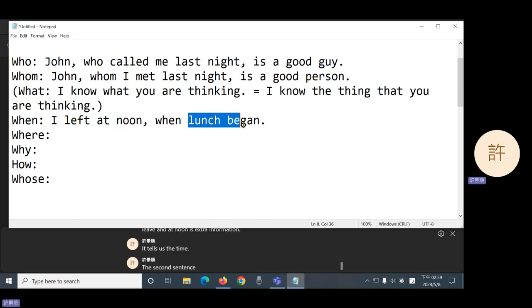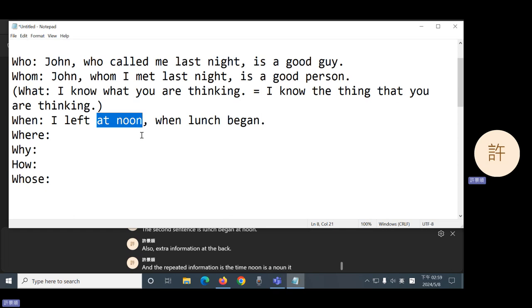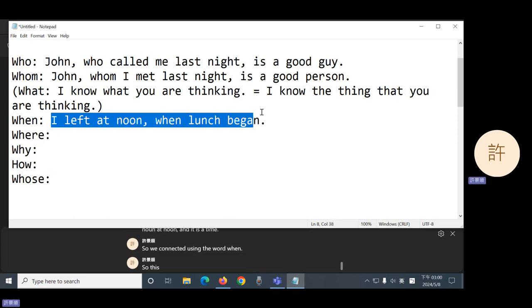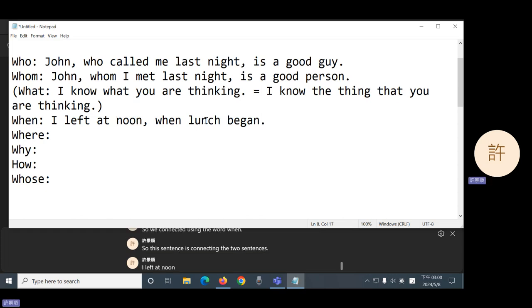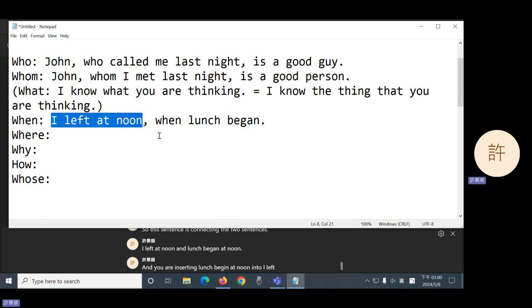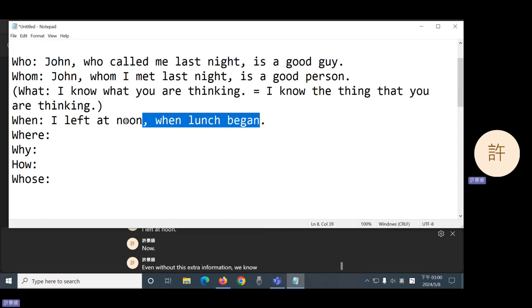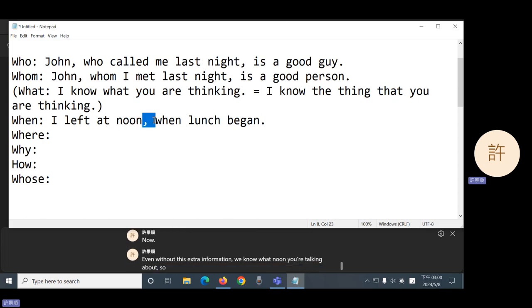The second sentence is lunch began at noon. Also extra information at the back. And the repeated information is the time. Noon is a noun. It is a time of day. So you can connect these two sentences using this shared noun, at noon. And it is a time. So we connect it using the word when. So this sentence is connecting the two sentences, I left at noon and lunch began at noon. And you are inserting lunch began at noon into I left at noon. Now, even without this extra information, we know what noon you're talking about. So that's why there's a comma here.